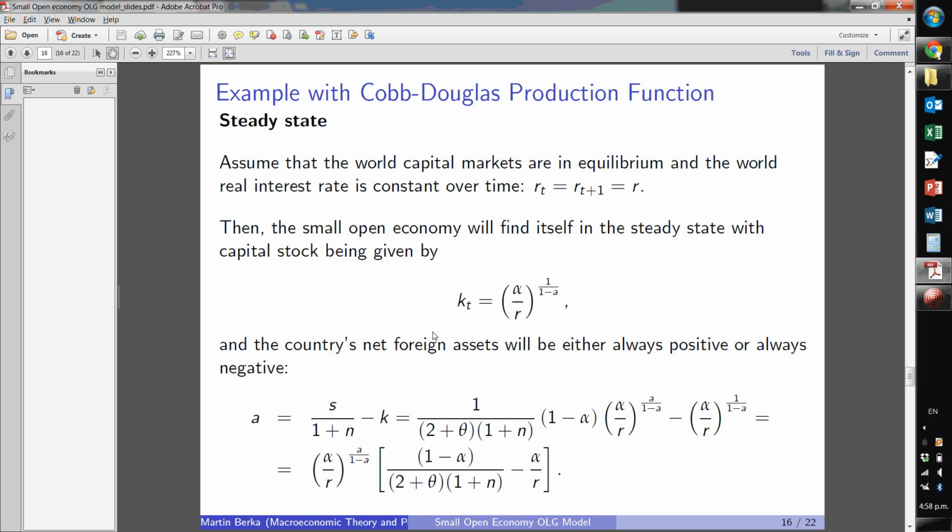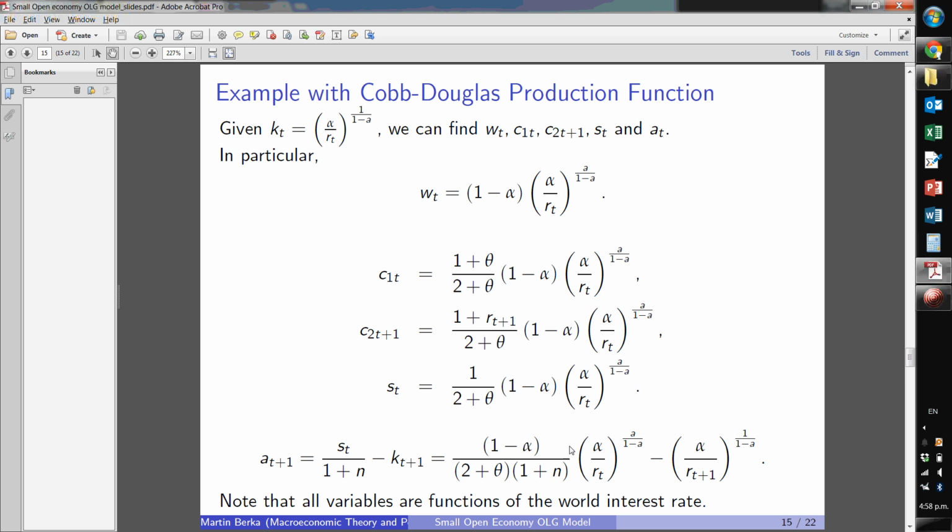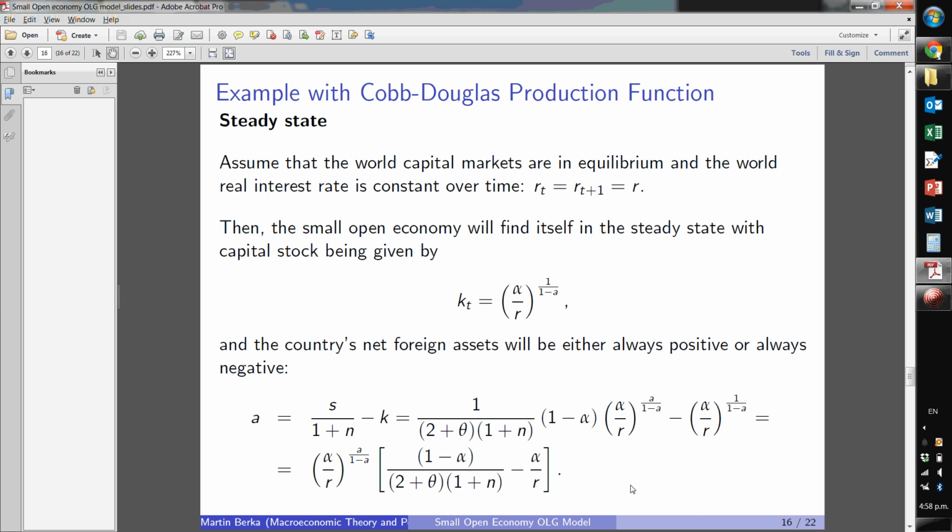In this case, we can express capital as (alpha over r) raised to the power of 1 over (1 minus alpha). But more interestingly, there's this r_t and r_{t+1}. In a steady state, these subscripts disappear, and you can simplify it even more than what it is, which is the last part here. So I'm simplifying it by removing the subscript from r in both of these places. Of course, these two parentheses are the same, and so I can express it as follows.